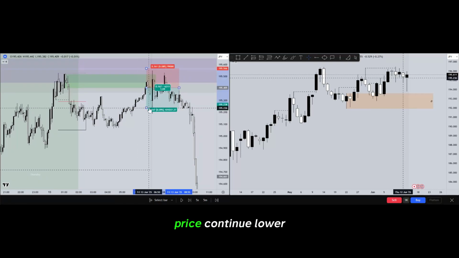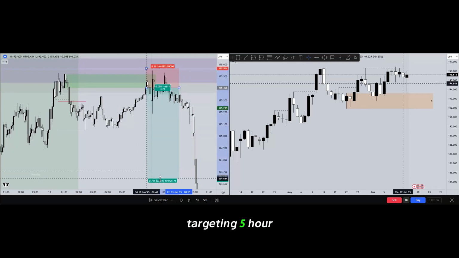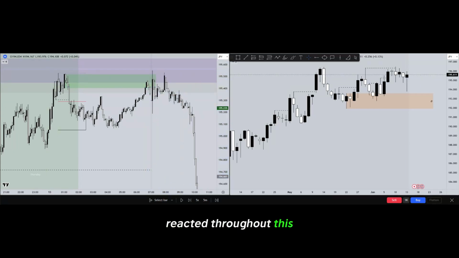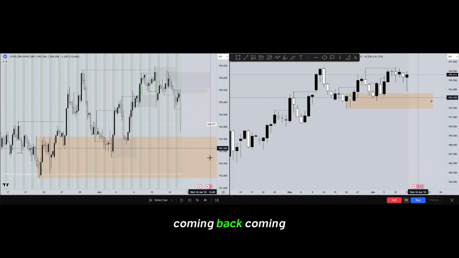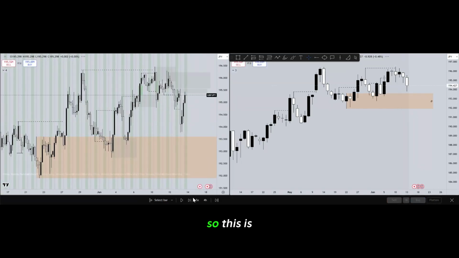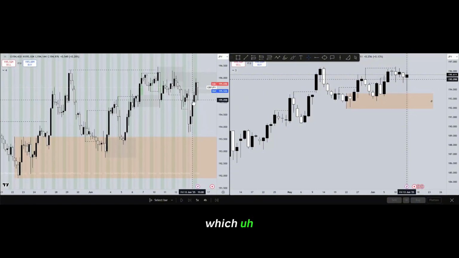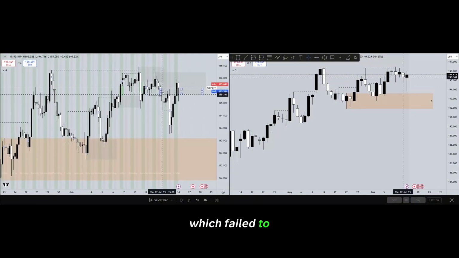And then see, price continued lower, targeting the 5 hour. So this is how the price has reacted throughout this week in GJ. So coming back, this is the latest supply zone which failed to hold the trend.